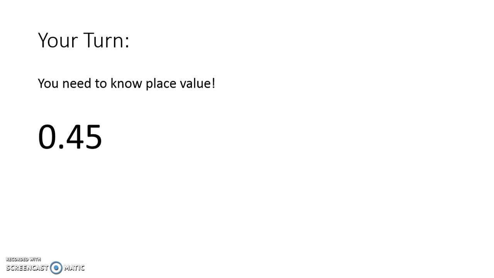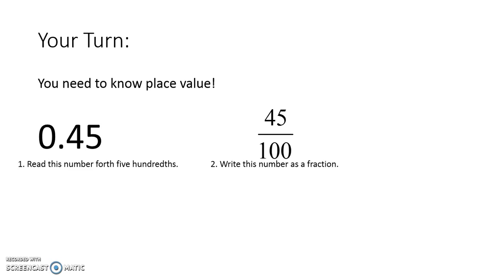Now it's your turn. Don't forget your place value. Pause the video and turn this decimal into a fraction. Okay, let's see how you did. Step 1 is to read this decimal out loud, 45 hundredths. Step 2 would be to write that number as a fraction, 45 over 100. And step 3 would be to simplify your fraction. And I can divide the numerator and the denominator by 5 to get 9/20.